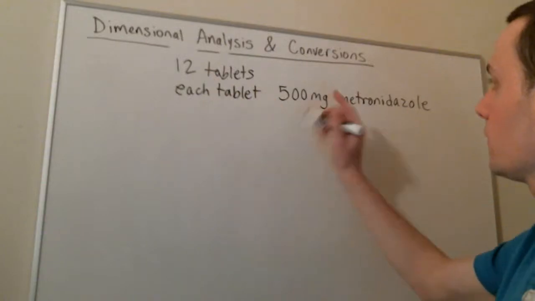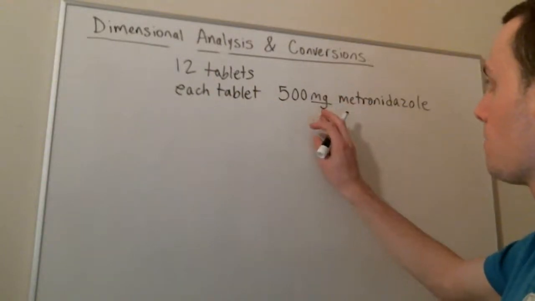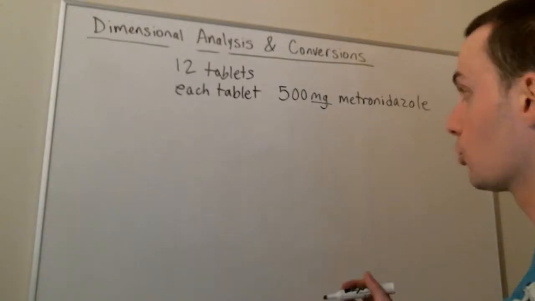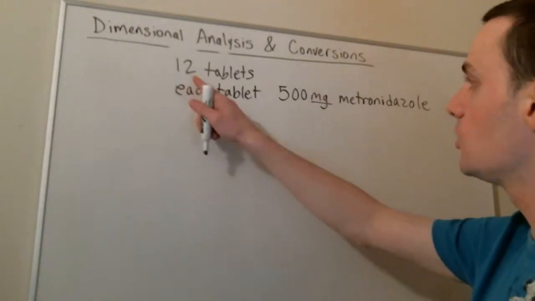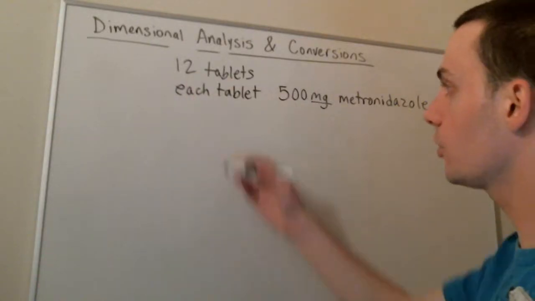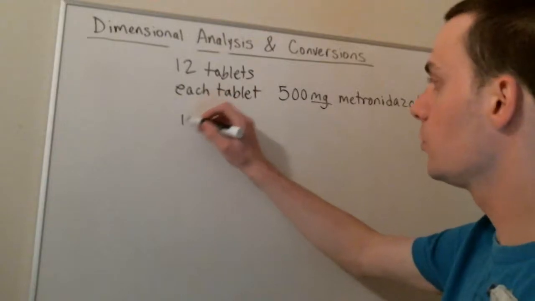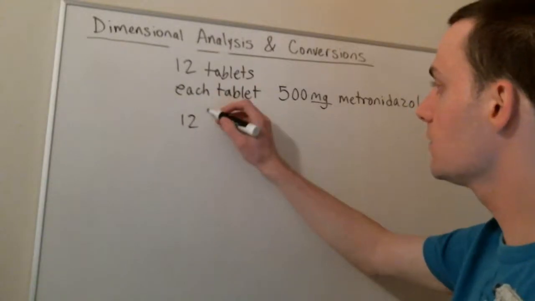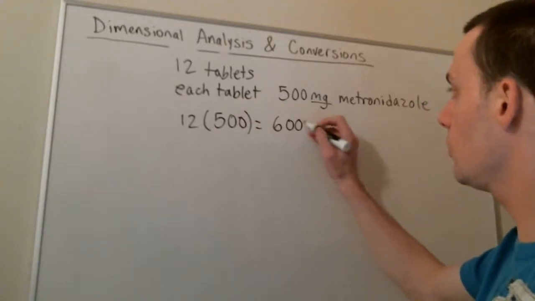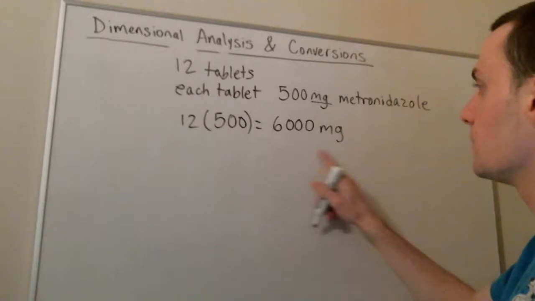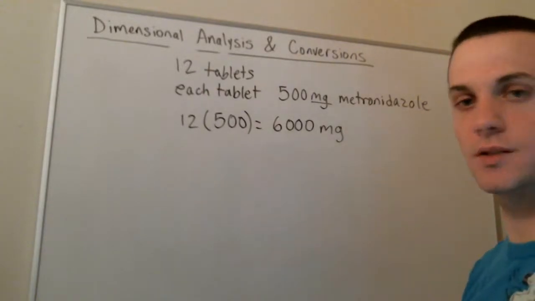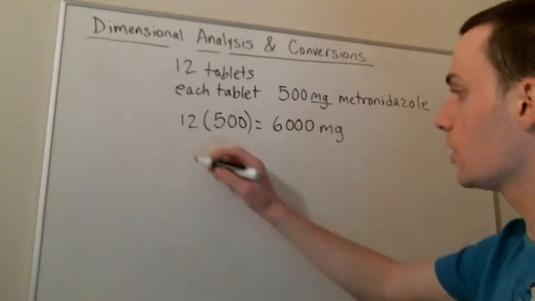We want to convert from milligrams into grams. We want to know what the total weight is in grams. So to do this, we need to find what the total weight is first in milligrams. So we'll take 12, because there's 12 tablets, we'll multiply it by 500, and we get a total weight of 6,000 milligrams. Now what we want to do next is convert the milligrams into the grams.